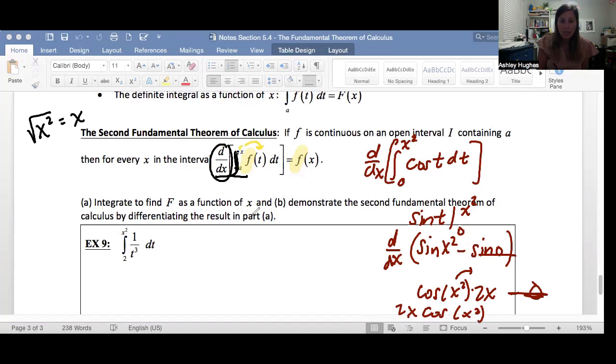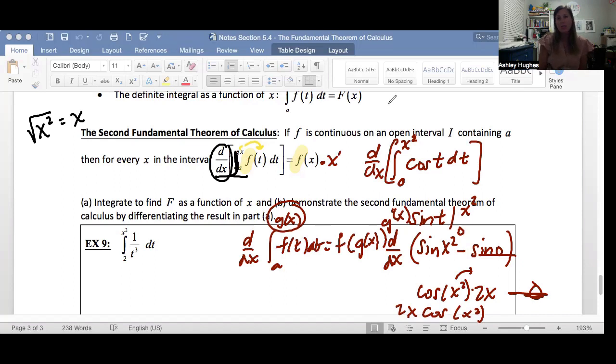So really, I like to write it like this. The derivative from a to g of x of f of t is equal to f of g of x, you plug in g of x, times g prime of x. You have to account for the chain rule, times the derivative of whatever that is, because of this situation here.